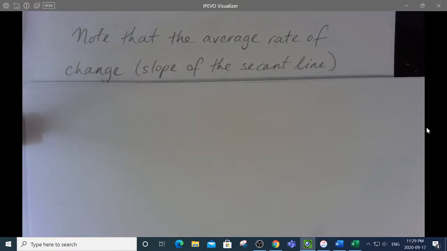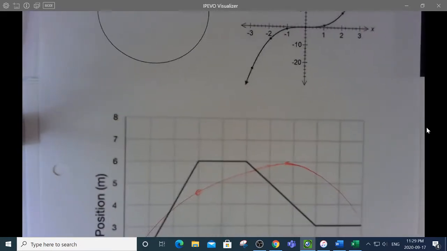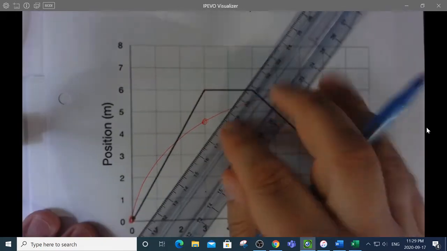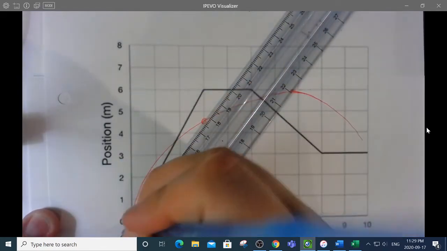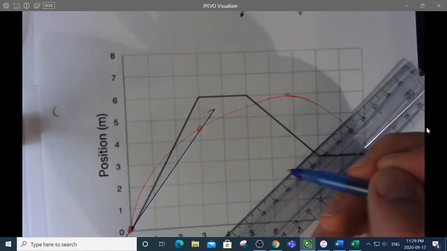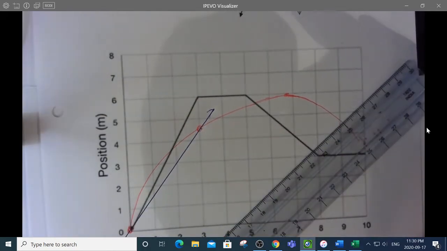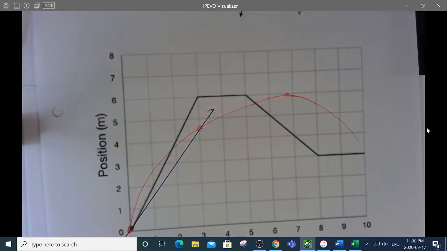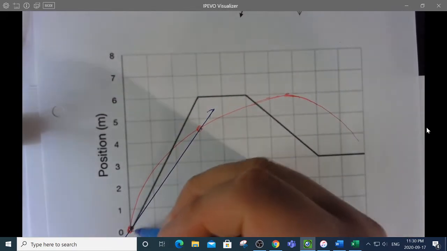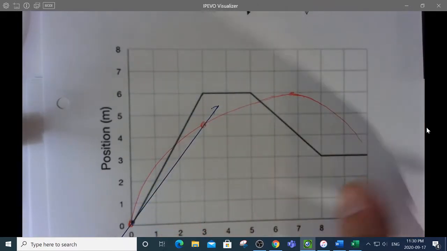Note that the average rate of change is the slope of the secant line. If I were to draw a line from here to here, I could say that the average velocity is whatever the slope of that line is, which looks to me like it's about 4.5 divided by 3, which would be, what's 4.5 divided by 3? I want to say 1.5. So there we go, about 1.5 meters per second. But that's just an average. It's kind of an approximation for the whole thing. At some points it was going quite a bit faster than that, and at some points it was going slower.